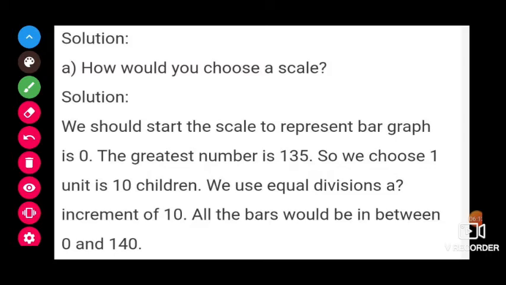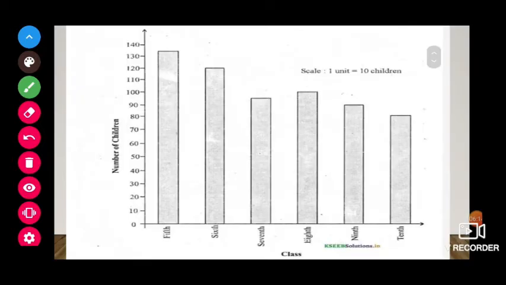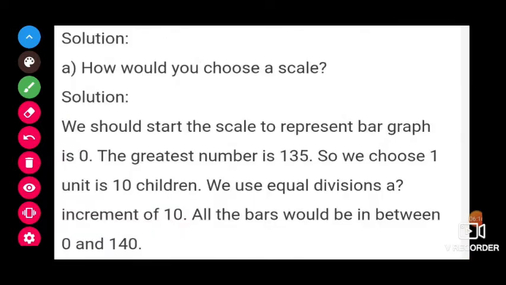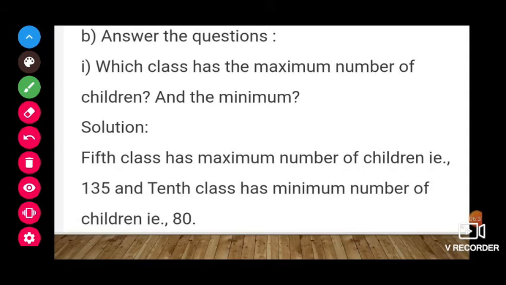How would you choose a scale? How we will choose a scale, children? We choose the scale by using the maximum, the greatest number, and we divide that into equal parts, like a 10, 10, 10 division. Each and every division will be increasing like 0, 10, 20, 30, like that only we will explain. Here you can use your own words also to explain this. No need to follow the same.